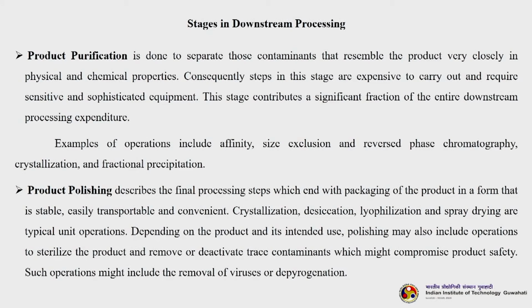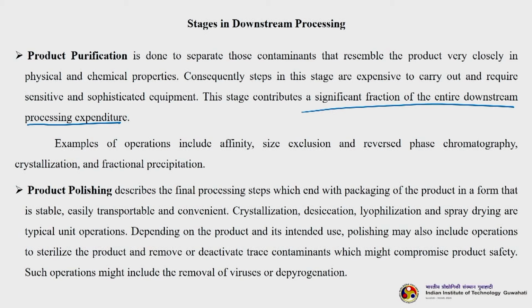So, the next is product purification. Okay. So, this is done to separate those contaminants that resemble the product very closely in physical and chemical properties. Consequently, steps in this stage are expensive to carry out and require sensitive and sophisticated equipment. Now, this stage contributes a significant fraction of the entire downstream processing expenditure. So, purification is the most contributing part of the downstream processing cost. So, examples include affinity based separation, size exclusion, reverse phase chromatography, crystallization and fractional precipitation.